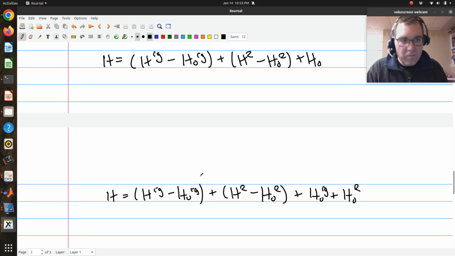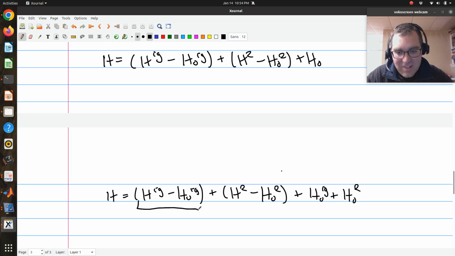Because then I'd just be left with H is equal to H ideal gas plus HR, and then I can't compute anything, right? I can't compute an absolute ideal gas value. I can compute an absolute residual value because actually those are relative values. But I can't calculate H ideal gas, right? I can calculate H ideal gas relative to something. So I need to keep this intact, right?